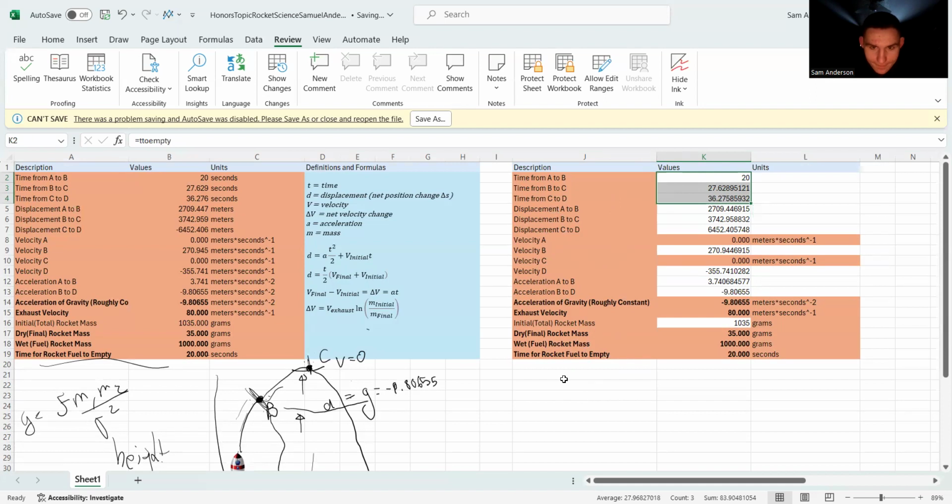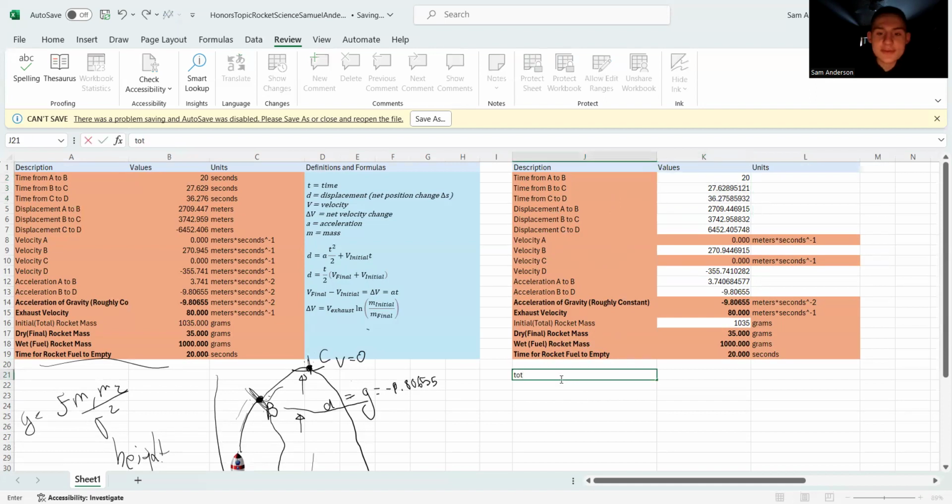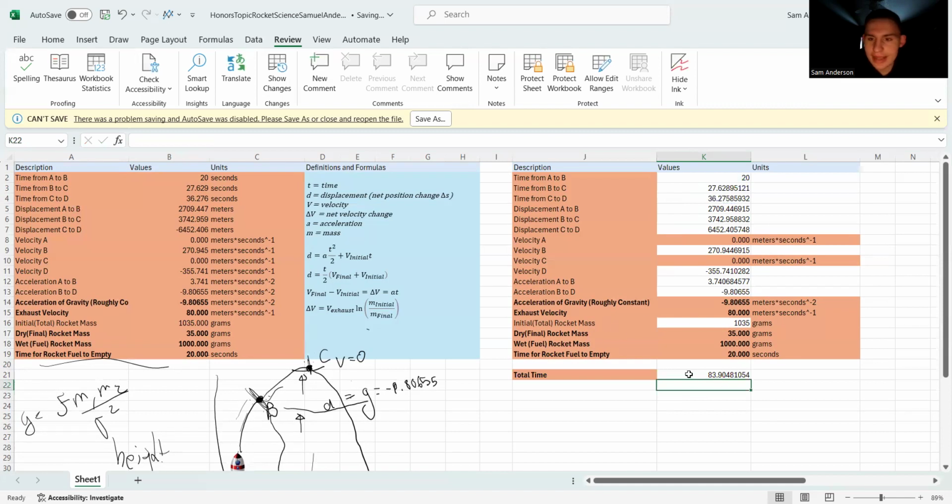So the total time, I am now freeballing here, but go with me for a second. Total time, because this will be on the quiz, total time is going to be equal to all of these combined. And this is just a simple sum right here. So our total time is 84 seconds.